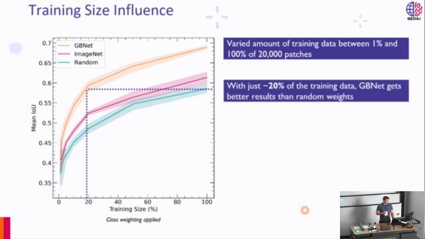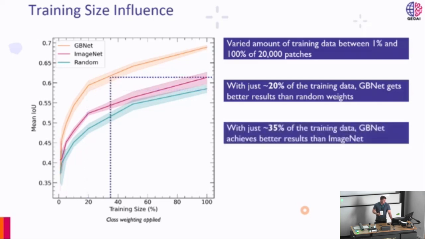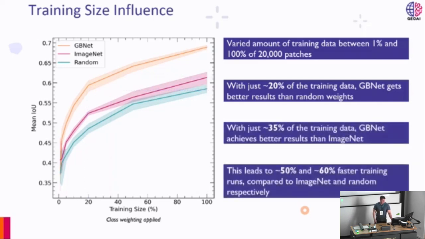So at around 20% of the data set, our GBNet model actually surpassed the random initial model. So basically, you'd get the same results as if you train from scratch by just using GBNet with 20% of the data. And at a further 35%, that's when we started surpassing ImageNet weights. So this meant that if we were to do this approach starting from scratch, we could have had 50 to 60% savings in terms of training time and computation efficiency.